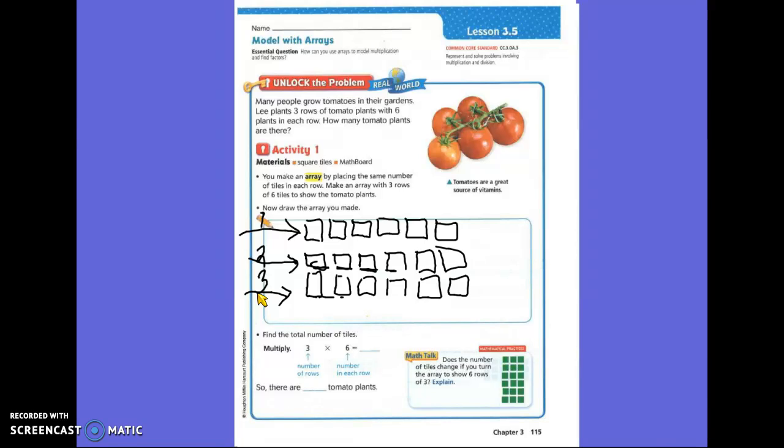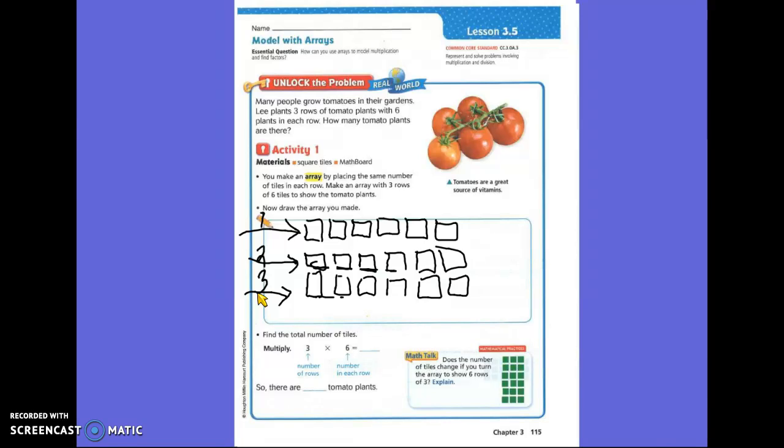And maybe this would help. Instead of making lines, maybe make an arrow going sideways and put a number on top of the arrow so you know how many rows. Does that make sense? Yeah. And then 6 tiles in each row. Find the total number now.